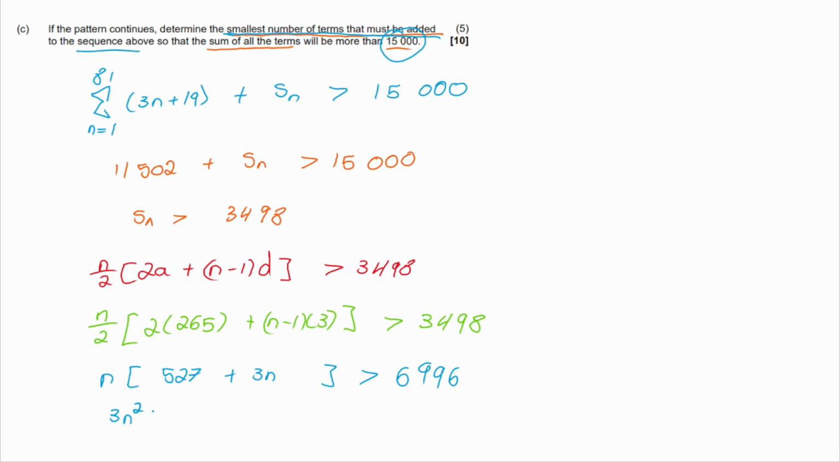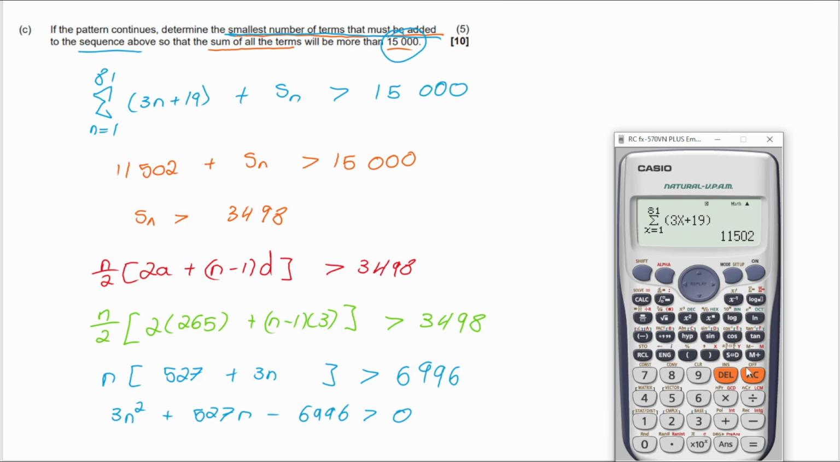So what I get is 3n squared plus 527n is greater than 6996. But I can take this to the other side, so that becomes a minus, and now that is greater than 0. Now we either have to use the quadratic formula or use the calculator. If your calculator has this mode, it's super helpful. We go to mode, equation, so 5, and then 3, because that's a trinomial form. We put in our coefficients, 3, 527, minus 6996, and we get our answers.